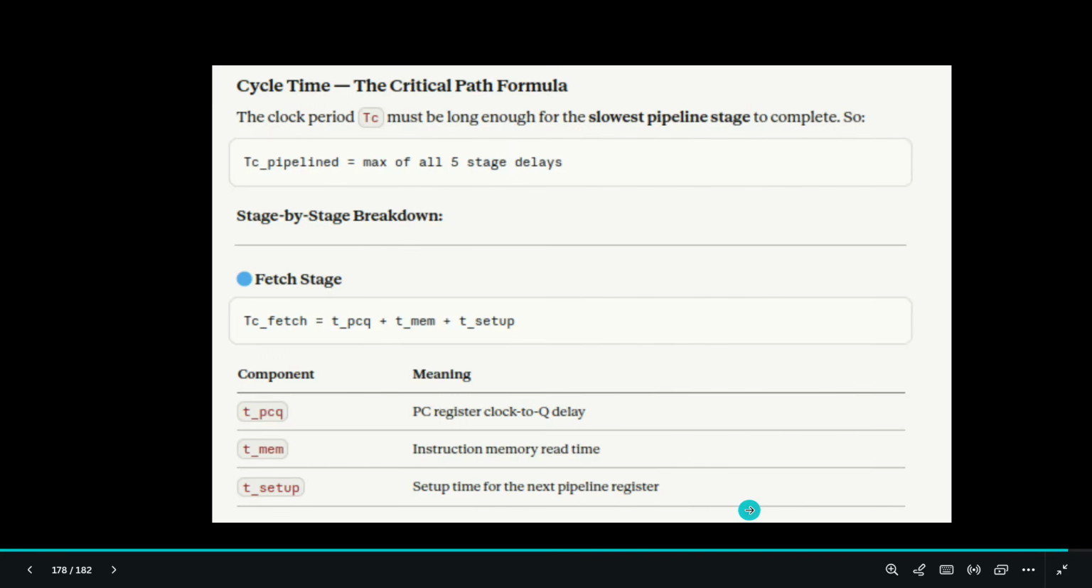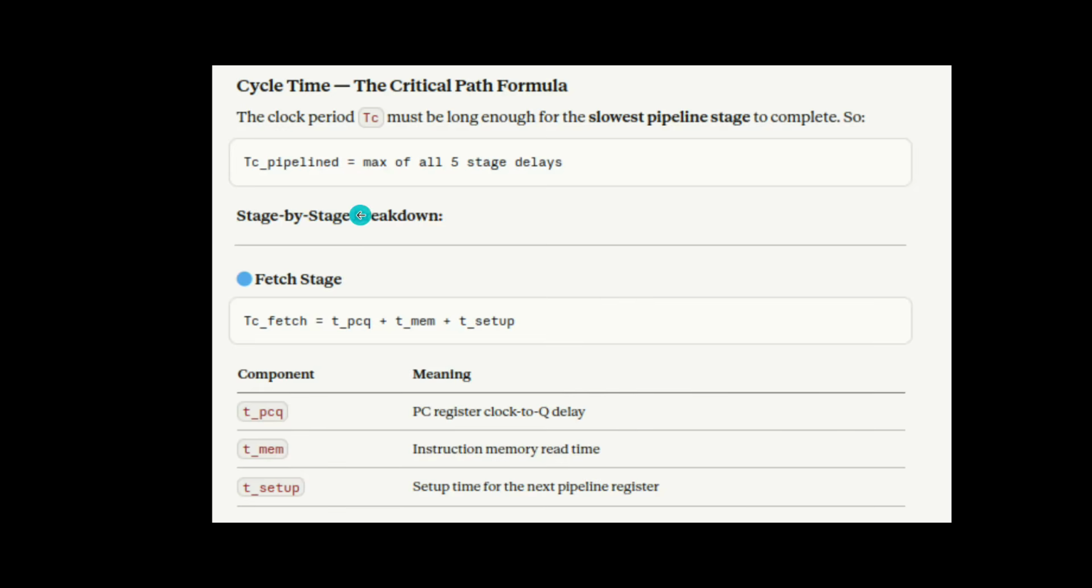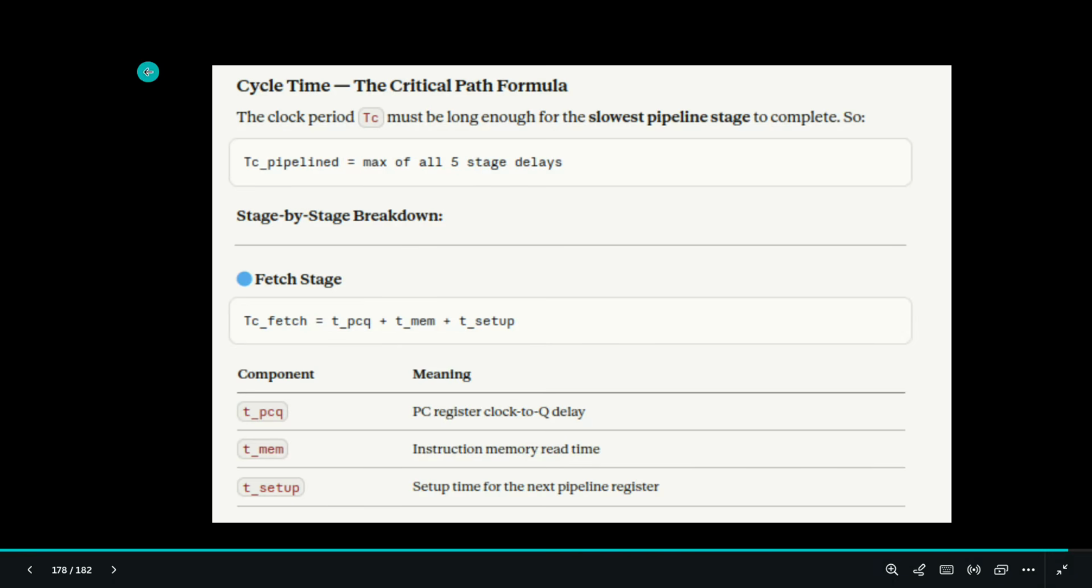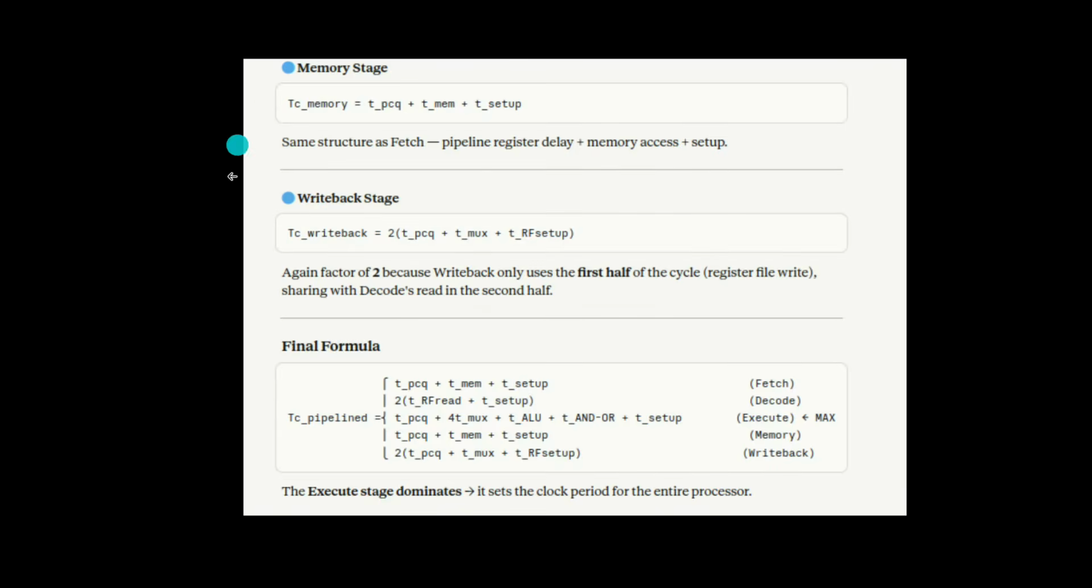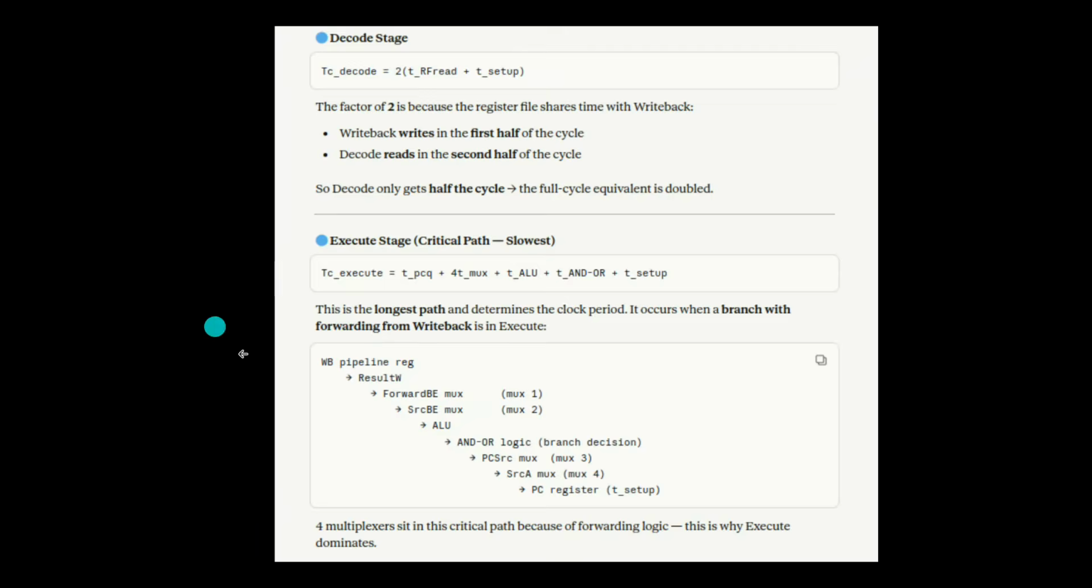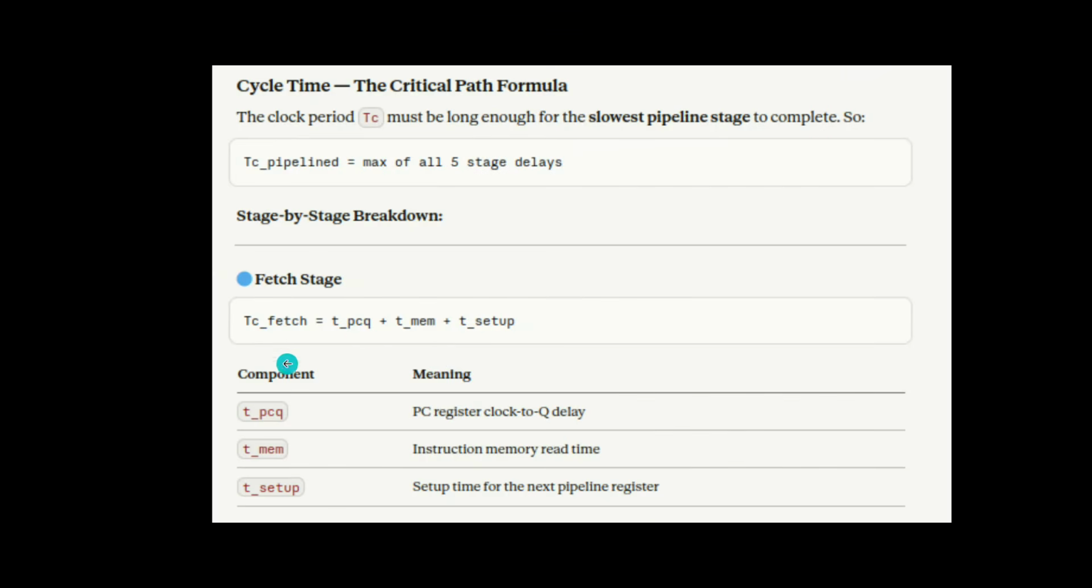So you have to understand that in an ideal pipeline, the time period depends on which stage takes the maximum delay, that is, which stage takes the slowest time to complete. If you have a lot of stages, the stage which takes the maximum delay will decide the pipeline's clock period. So for the fetch stage, decoding stage, executing stage, memory stage, and writeback stage, we have a clock period that we have to learn.